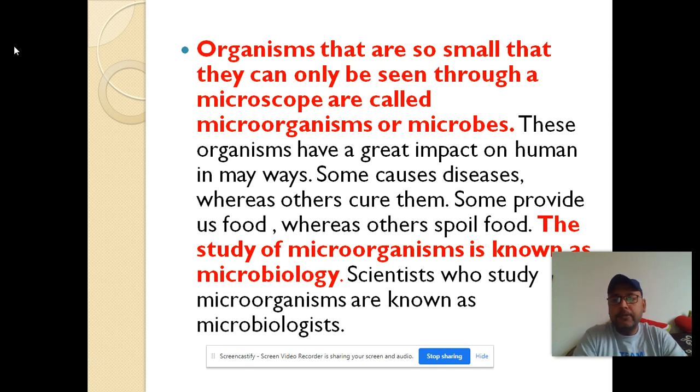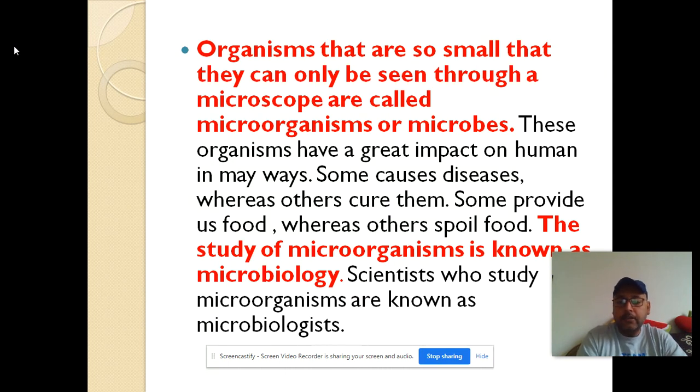And these organisms are very helpful for us and also very dangerous, because the name of the chapter is Microorganisms, Friend and Foe. That means they are friendly and helpful, and they are dangerous also. So they have an impact on human lives in many ways. Some provide us food, others spoil food. Some cause diseases, others cure them.